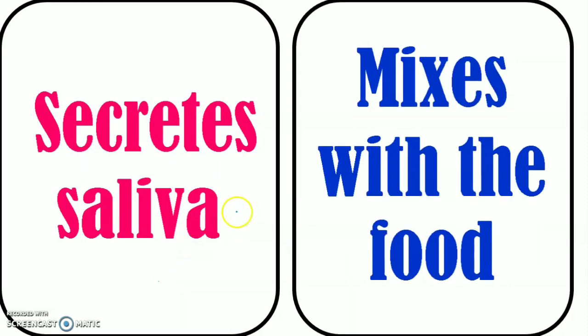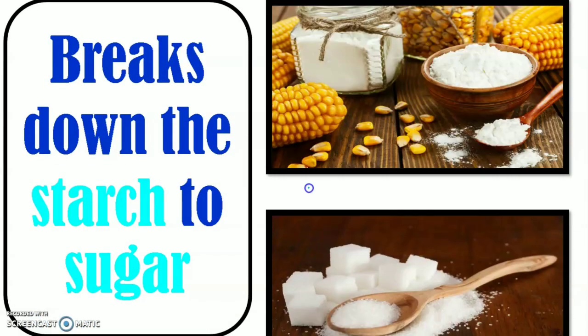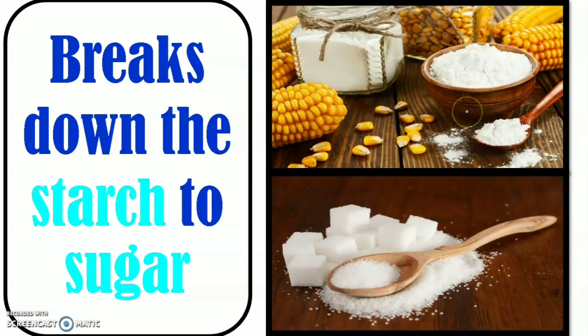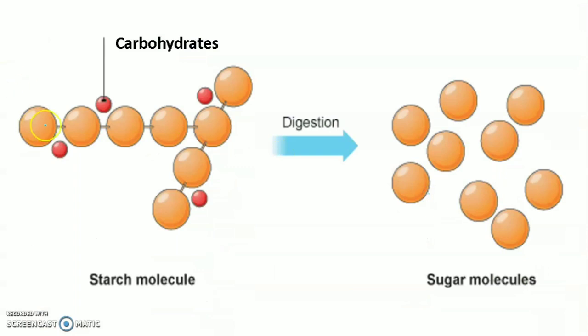The saliva mixes with the food and then it moistens the food for swallowing it easily. Then it breaks down the starch to sugar. So the starch is a type of carbohydrate and then it is converted into sugar. So you see this is the starch molecule. The starch is a type of carbohydrate. So this is the starch molecule. And after digestion, it converts into small sugar molecules.